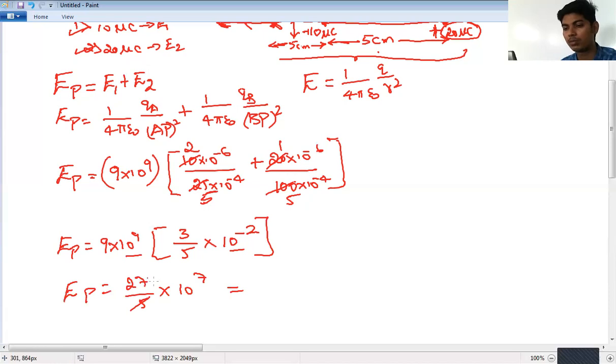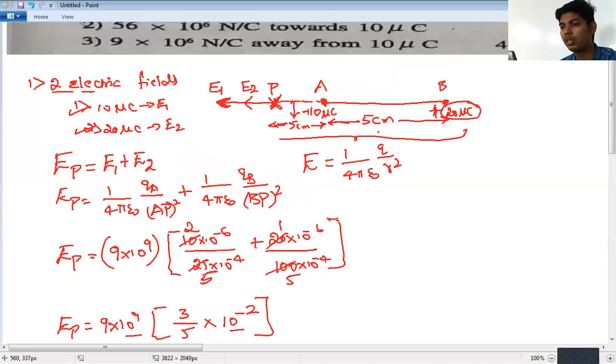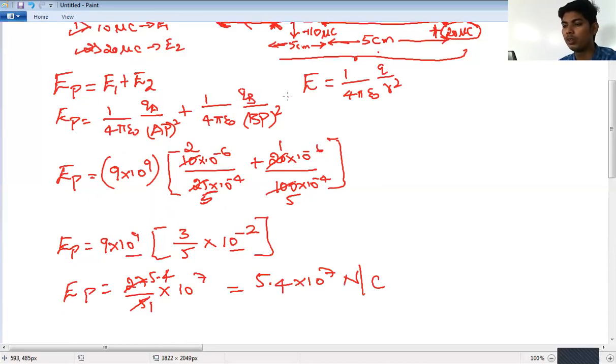27 by 5: 5 1s are 5, 5 5s are 25, 2 remains, 0.20. This is 5.4 into 10 to the power of 7 Newton per coulomb. This is the electric field at point P. See, at point P, the electric field due to plus 10 microcoulomb and plus 20 microcoulomb is 5.4 into 10 to the power of 7 Newton per coulomb.